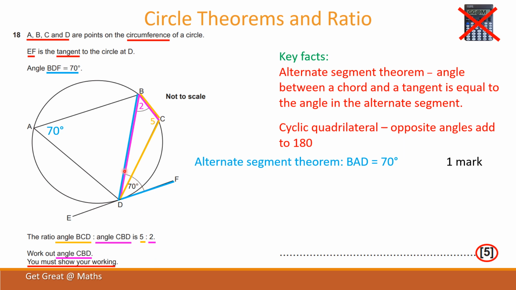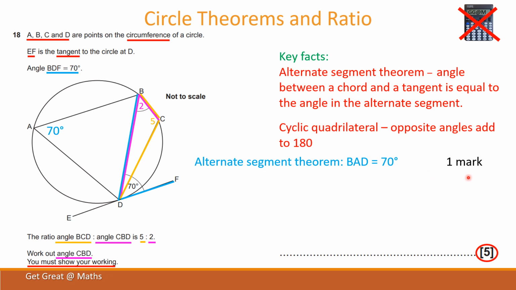this angle down here, which is 70, is going to be the same as this angle here because of our reason at the top to do with the alternate segment theorem, because the angle between the chord, so here is my chord BD, and the tangent, which is EF, is equal to the angle in the alternate segment. So this angle up here on this side is called the alternate angle. So this is why it's the alternate segment theorem. This was worth 1 mark for getting this part.